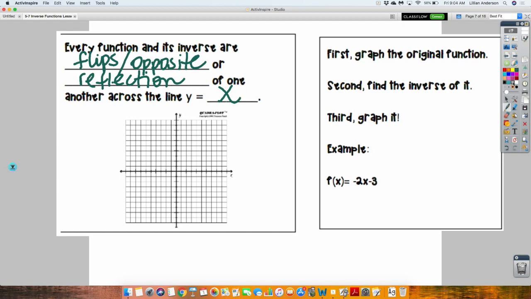Now this goes back to you guys knowing how to graph a line. Where's your starting point? -3 on the y-axis. So you go to -3. I'm not going to use that color.